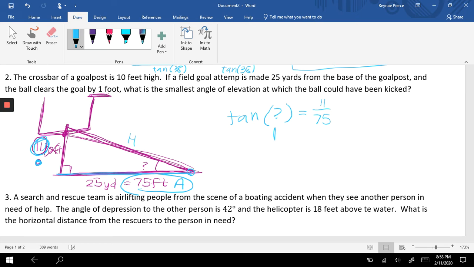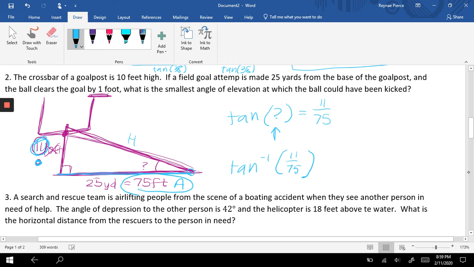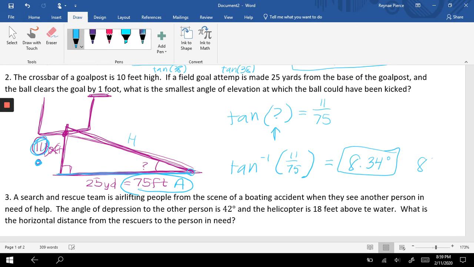But remember, when we're looking for an angle, the measure of that angle is going to be the inverse function that we choose with that ratio of sides being what is put into the parentheses. So the tangent inverse of 11 over 75 is 8.34 degrees, or about 8 degrees if you'd like.